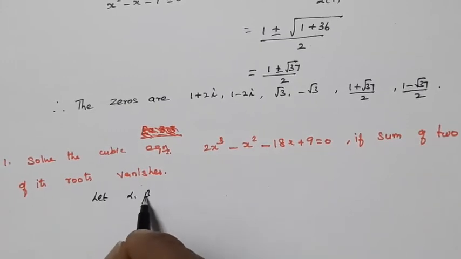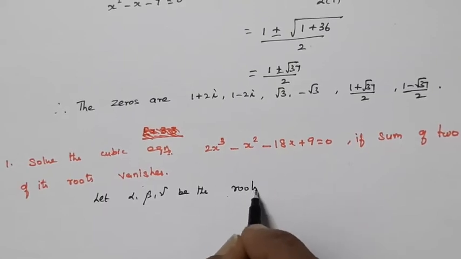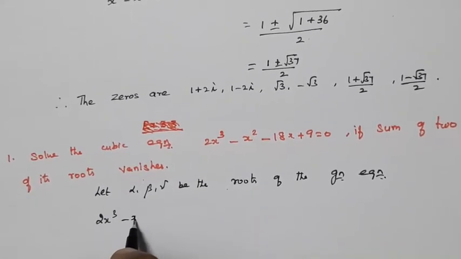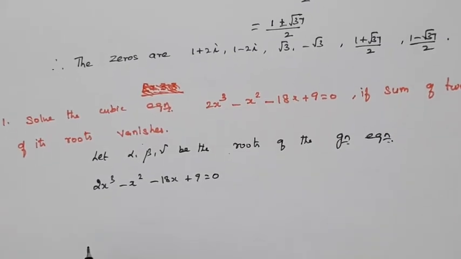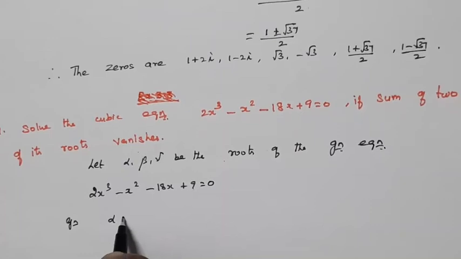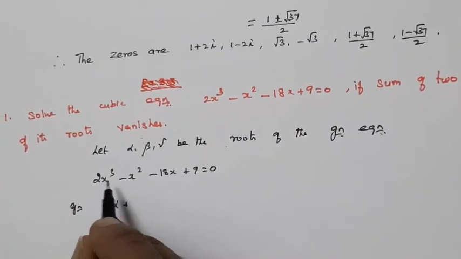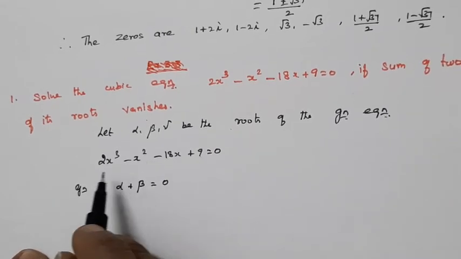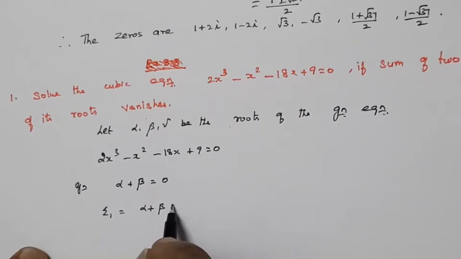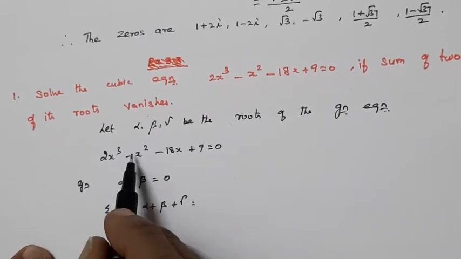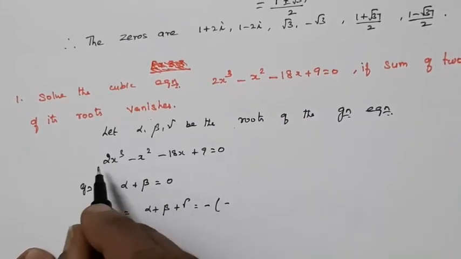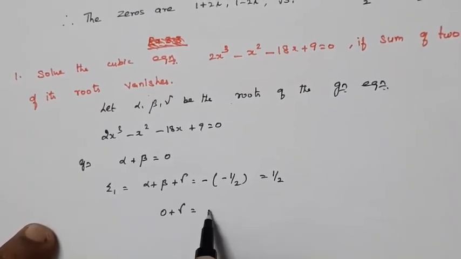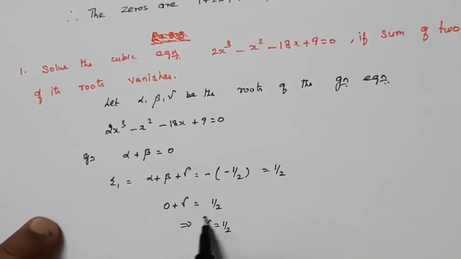So, let us take alpha, beta and gamma to be the roots of the given equation 2x cube minus x squared minus 18x plus 9 equal to 0. Given that the sum of two roots vanishes, let us take the sum of alpha and beta to be 0. So, alpha plus beta is equal to 0. And you know that sigma 1, that is the sum of all the 3 roots, by Vieta's formula, alpha plus beta plus gamma is equal to minus the coefficient of x squared by the coefficient of x cube. So, minus of minus 1 by 2, that is equal to plus 1 by 2. As alpha plus beta is 0, 0 plus gamma is equal to 1 by 2. This implies gamma is equal to 1 by 2.